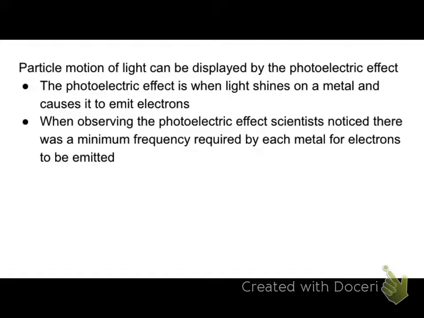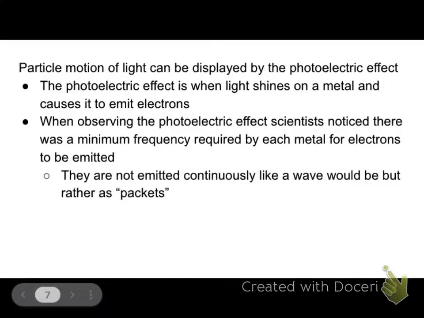When scientists first started observing the photoelectric effect, they noticed that there was a minimum frequency required by each metal in order for electrons to be emitted, and it was different for each metal. So some metals required lower frequencies and some required higher, but there was a minimum, and if you didn't meet that minimum, then electrons weren't emitted by the metal. They were also not emitted continuously. So it wasn't like a continuous stream of electrons coming out. It was more like they were coming out as a packet.